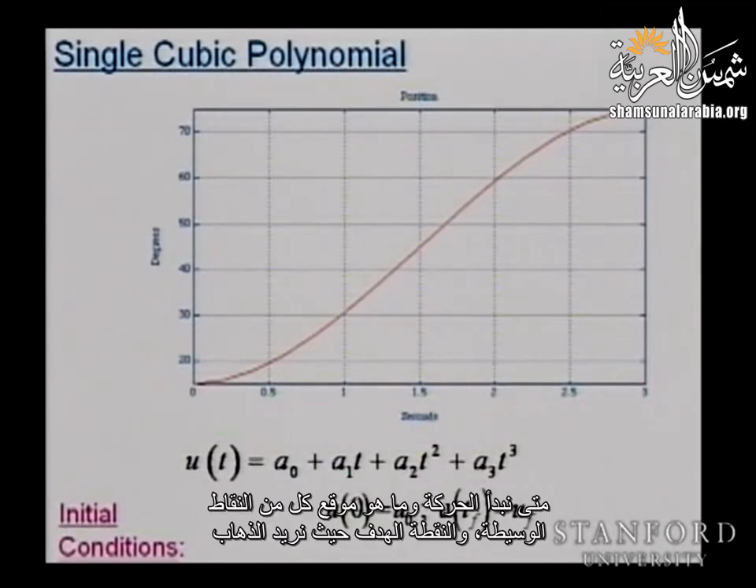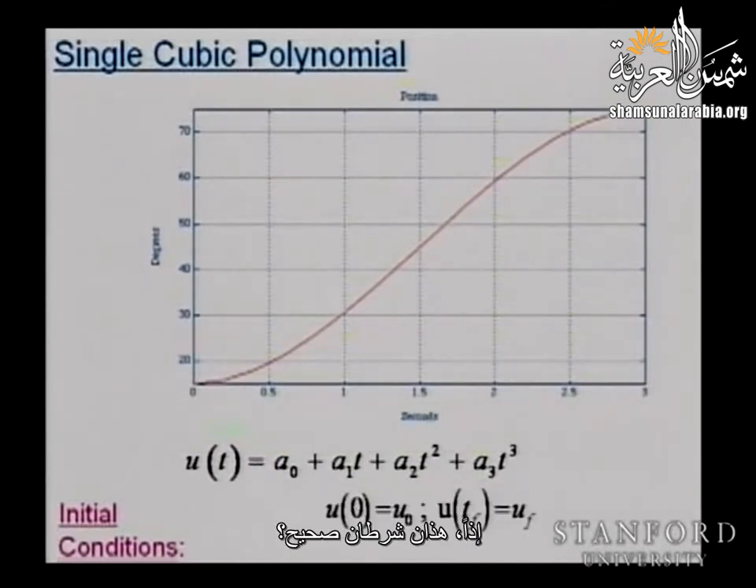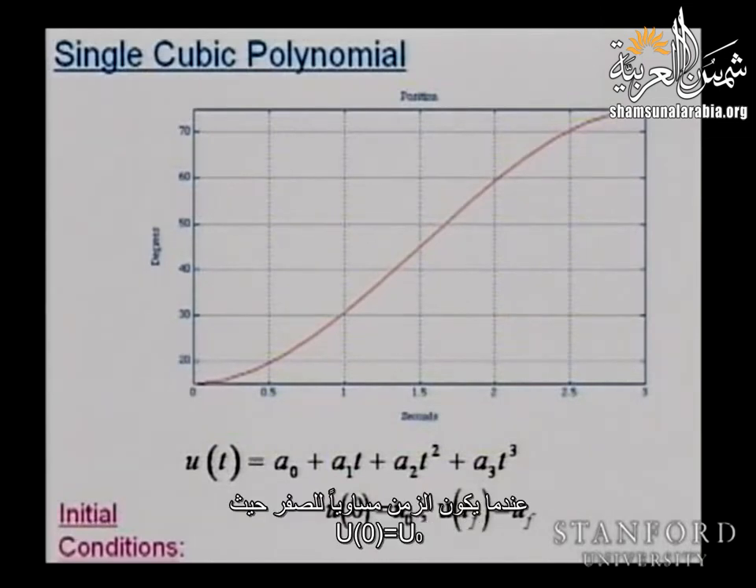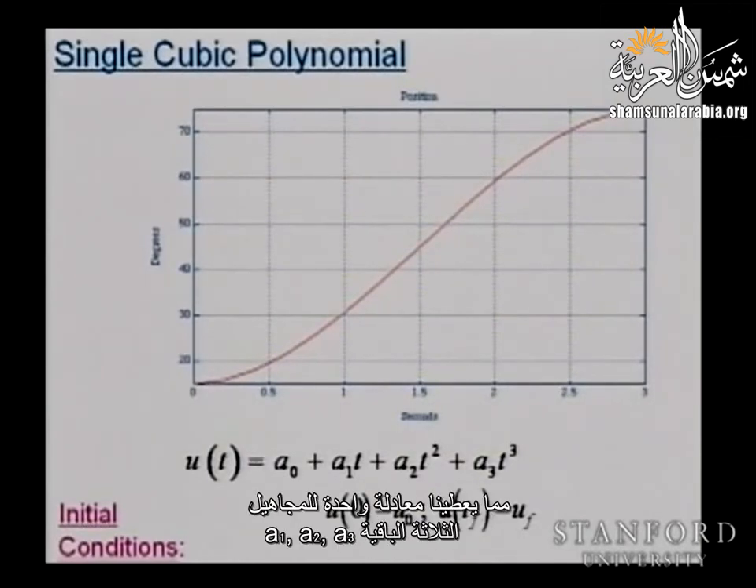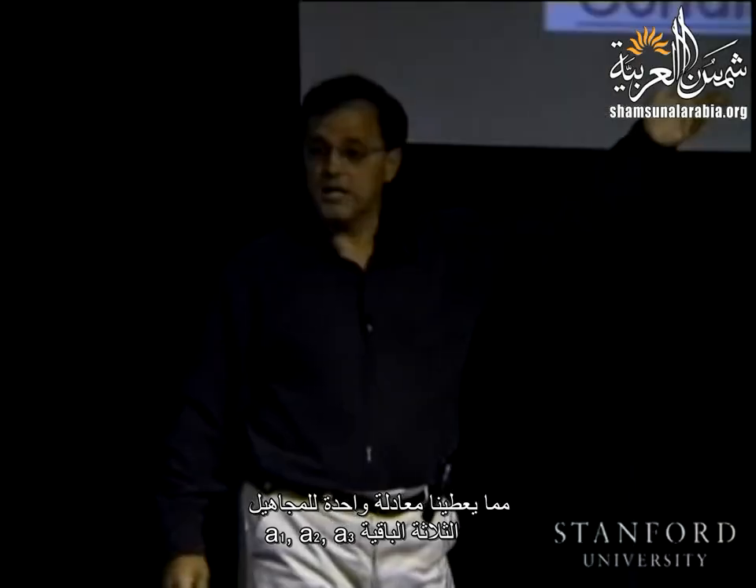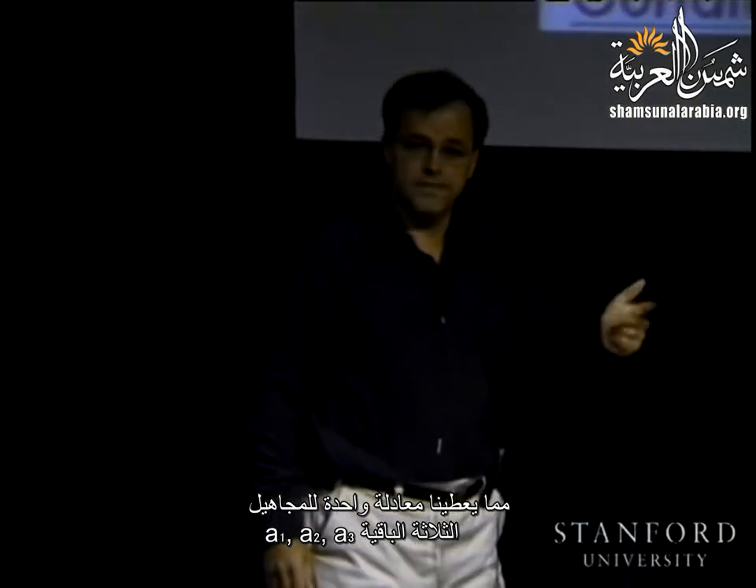You know, where do we start the motion and what is the position for each of the intermediate points and the goal point where we want to go. So this is two conditions, right? At time zero, u of 0 is u0, which basically immediately gives us the value for a sub 0. And then at time t sub f, which is the duration of this particular interval, we have some value u sub f. And that will give us one equation for the remaining three unknowns, a1, a2, and a3.